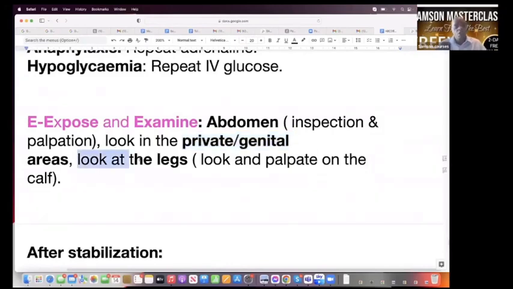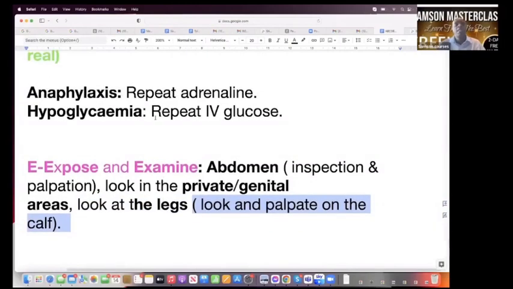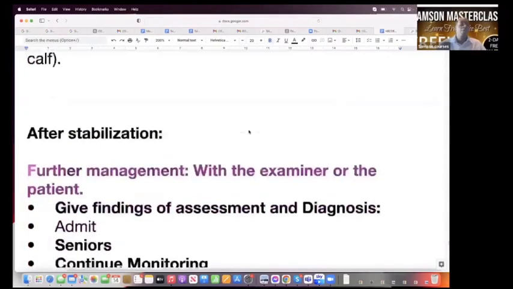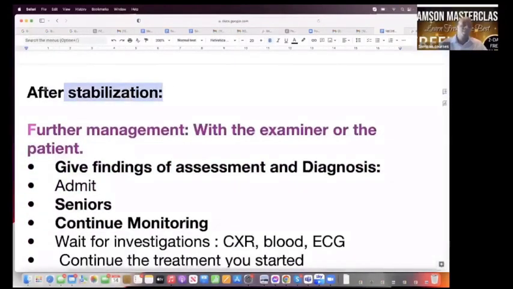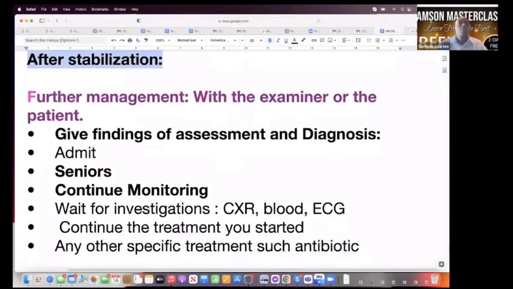Then let me have a look at your legs. No redness, no cellulitis. Palpate on the calf for any signs of DVT. Okay, good. The E has finished. If there was a treatment offered at D that needs a review, you go back to D, and maybe repeat it, glucose again. Okay, the blood sugar is improved, the patient is stable. Now I can go to F, after stabilization, after resuscitation, which is further management.